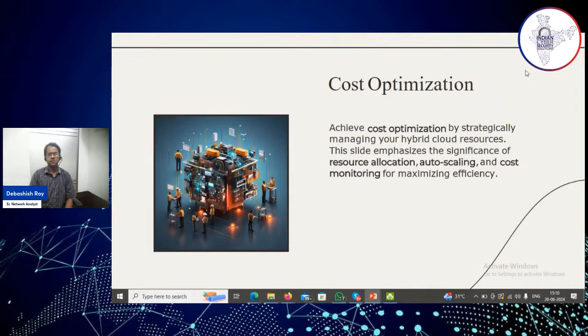Cost optimization is also an important part. Achieve cost optimization by strategically managing the hybrid cloud resources. You have to leverage the cost, you have to minimize the cost. So this cost optimization is also crucial for your business development. It emphasizes the significance of resource allocation and the auto scaling that I was talking about. You are scaling the resources as per the load. Say the load is increasing on your server, then it is doing the auto scaling, the number of instances is increasing, and cost monitoring is also crucial for maximizing efficiency.